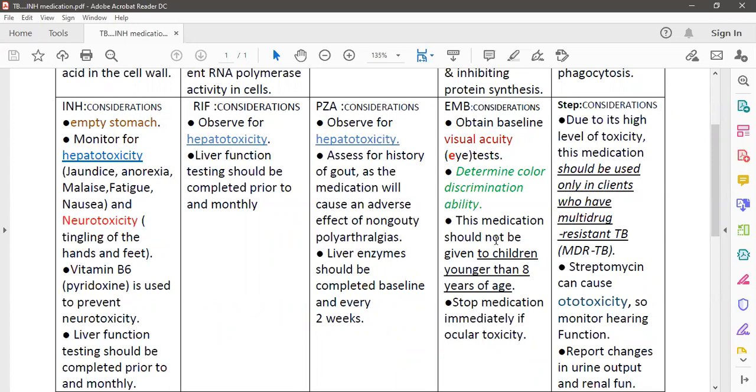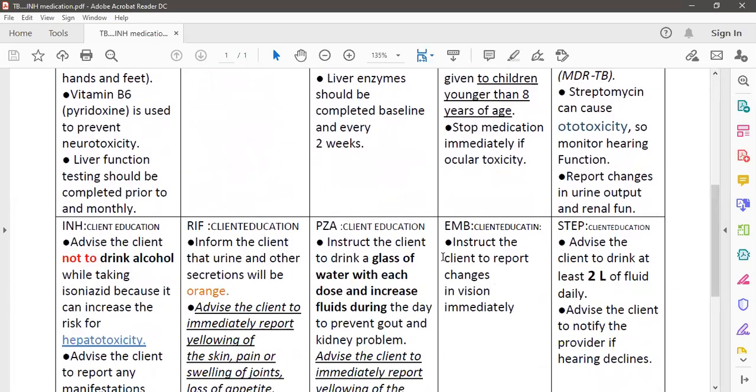This medication should not be given to children younger than 8 years old, right? Because it can cause permanent damage. Stop the medication immediately if we see any eye toxicity or ocular toxicity. And also what we can educate our patient: instruct the client to report any change in vision immediately. If vision changes, we should inform the healthcare provider immediately.